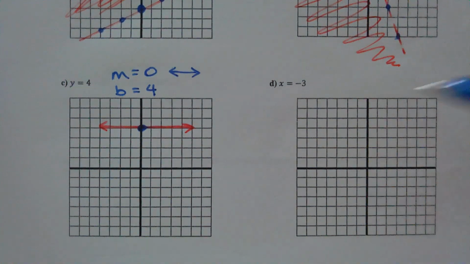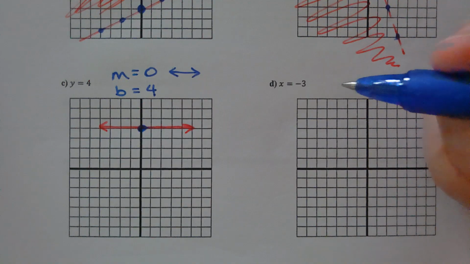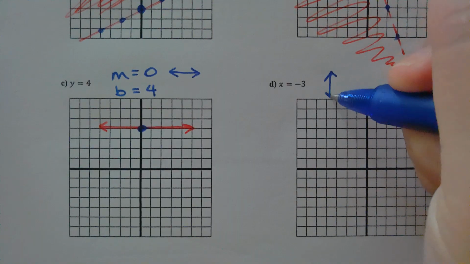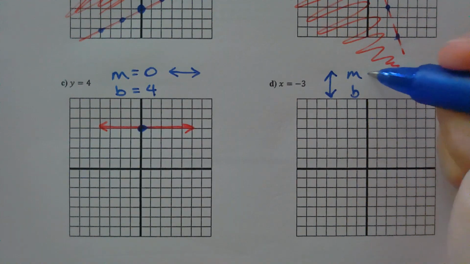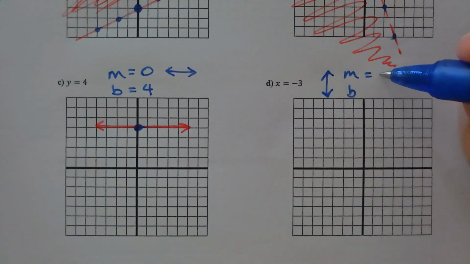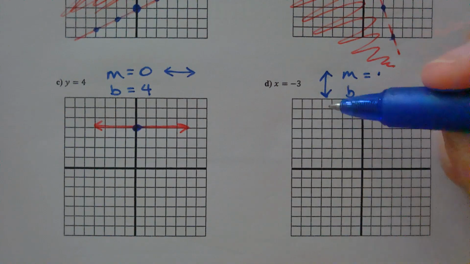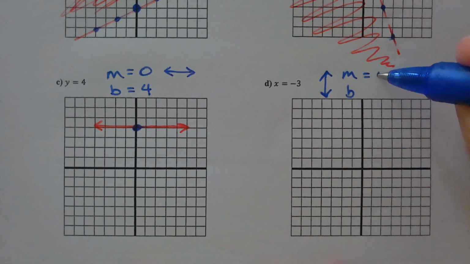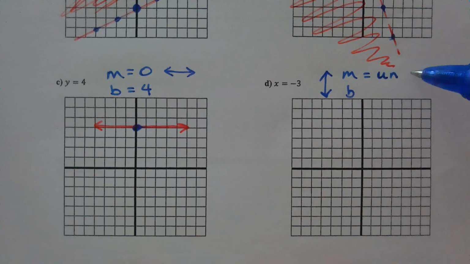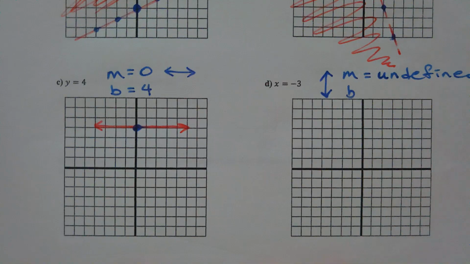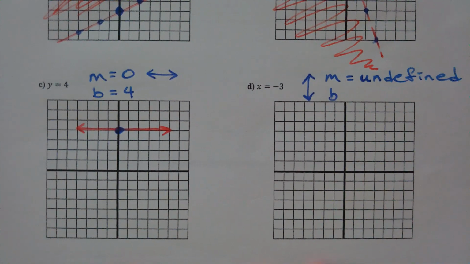So what do you think this one would be then? Vertical. That's right. And what is the slope of a vertical line, Jasmine? Vertical lines have a slope of... Oh, right. Good to know now.